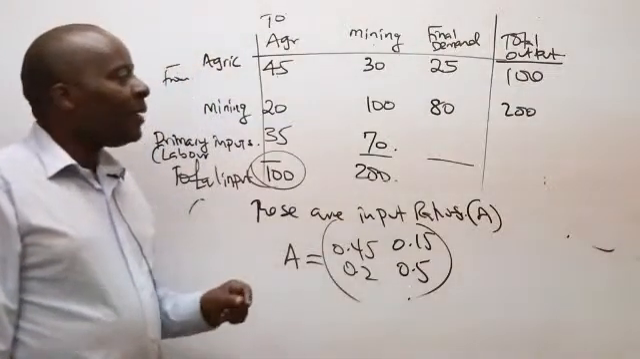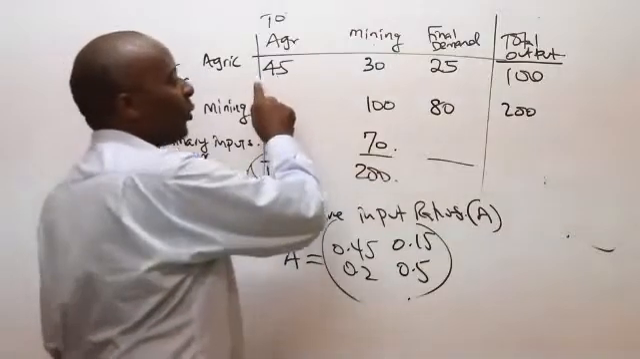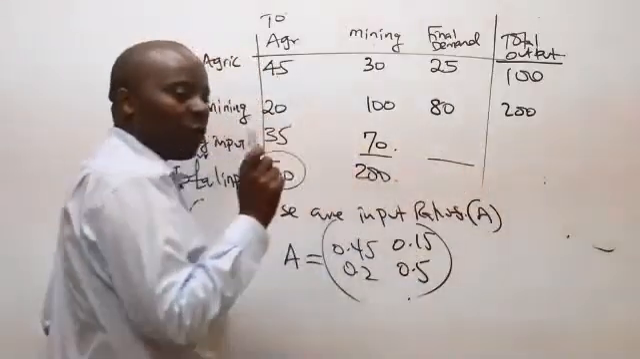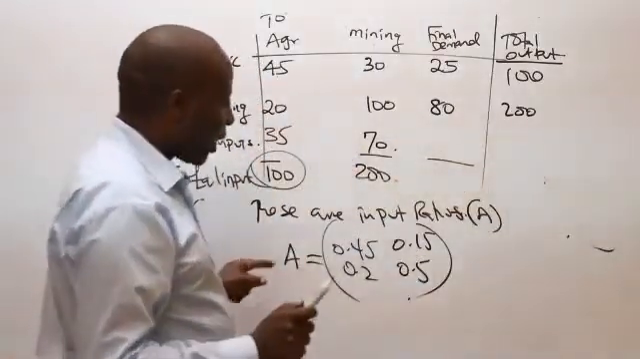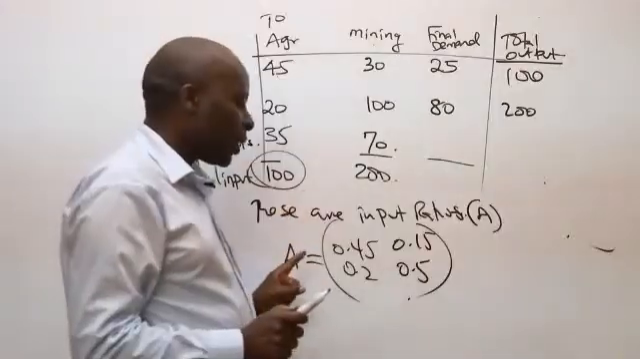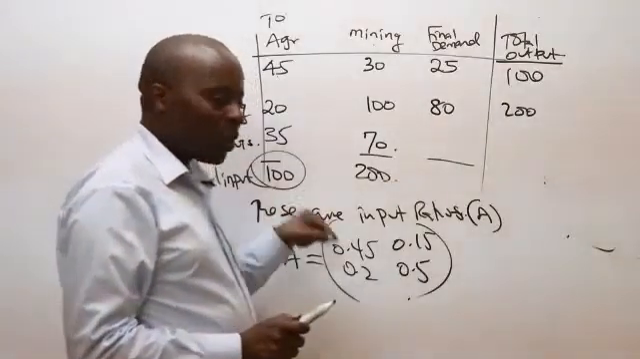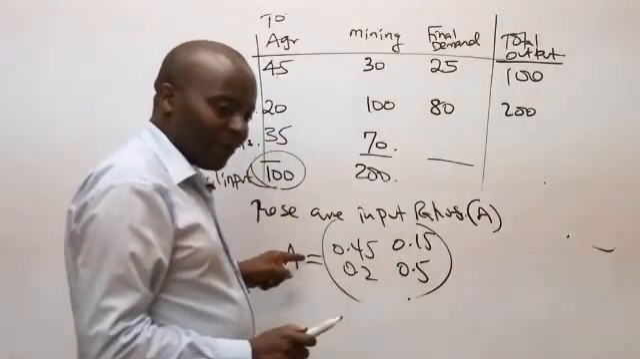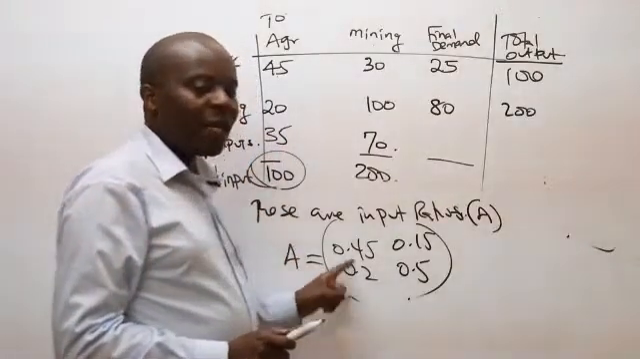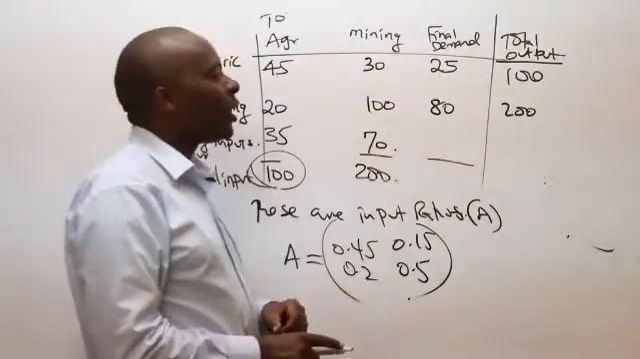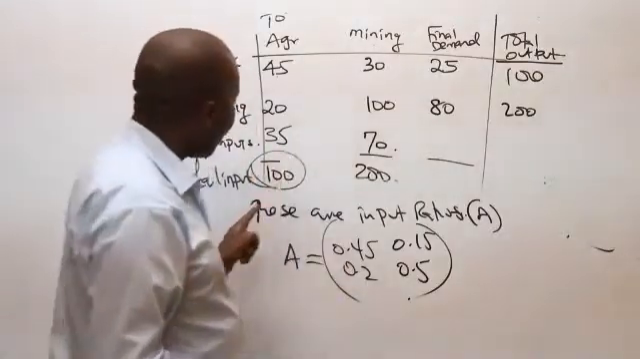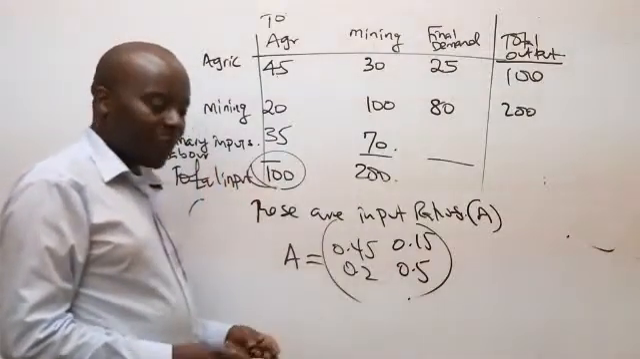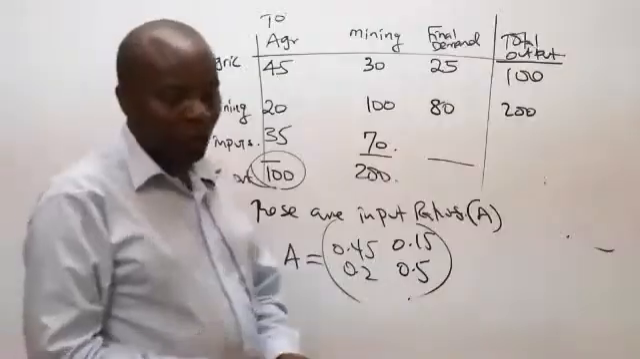So remember that in Markov, we normally move downwards. For input-output ratios, these technical coefficients matrix A are input ratios. The total input becomes our benchmark, and then we divide downwards. It has to be a square matrix. We don't incorporate final demand, and we don't incorporate primary inputs into matrix A.